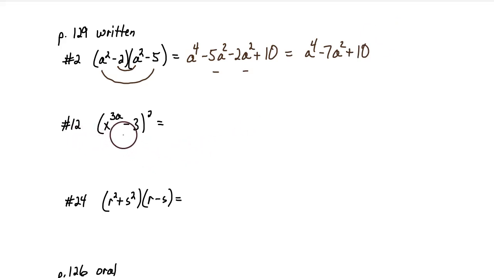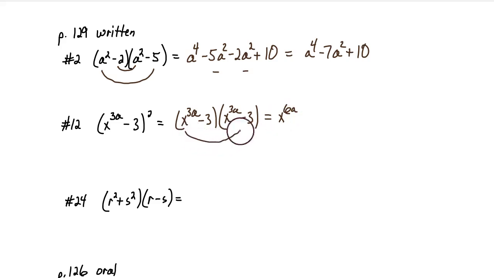For problem 12, we have a binomial and we're asked to square it. Squaring a binomial means multiplying the binomial by itself. So this expression is equivalent to this one. Now we can use FOIL. X to the 3a times x to the 3a is x to the 6a. Remember, when you multiply variables, you add the exponents. 3a plus 3a is 6a.